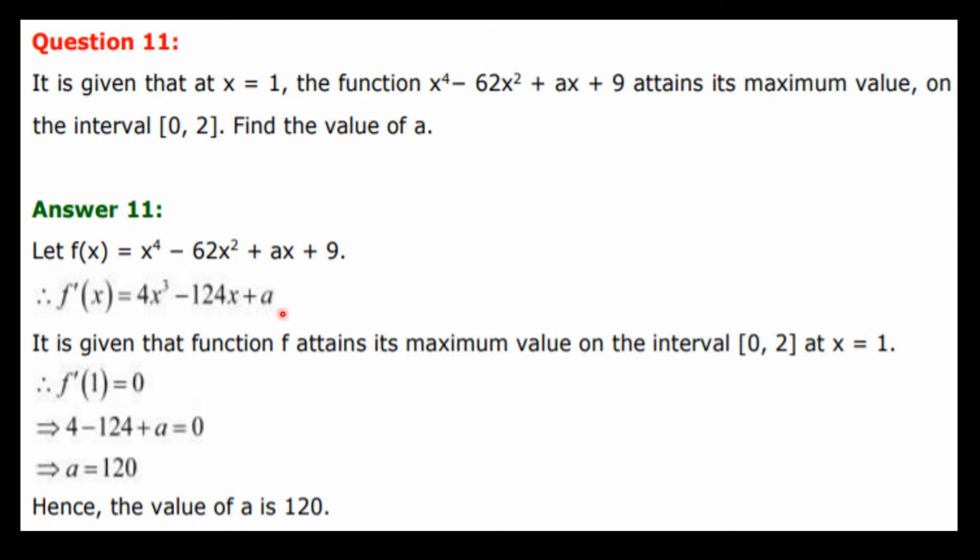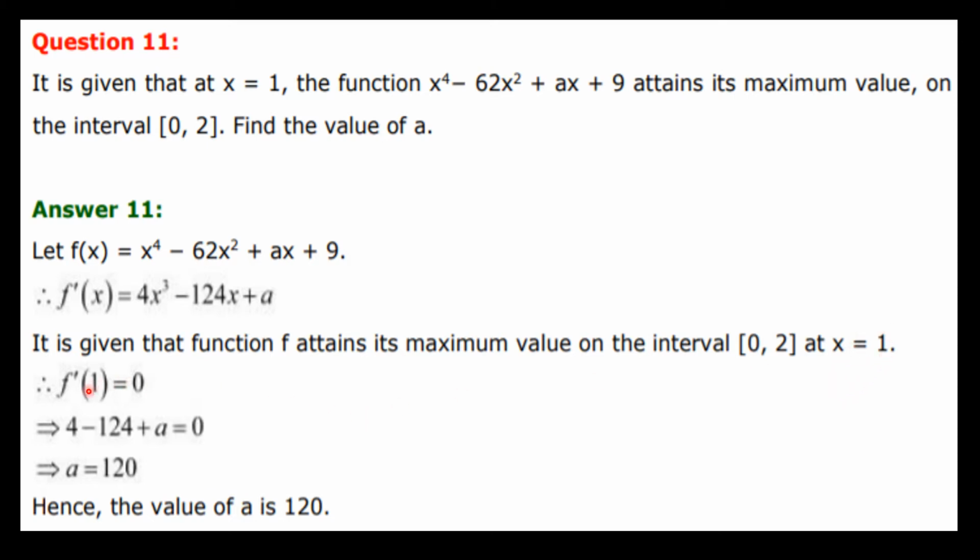Okay, my children? Understood? And it is given that the function f attains its maximum value on the interval 0 comma 2 at x is equal to 1. It is given in the question itself. So let us take f dash of 1 is equal to 0. We substitute x is equal to 1 in this derivative and set it equal to 0, because x is equal to 1 is a critical point. So f dash of x is equal to 0.